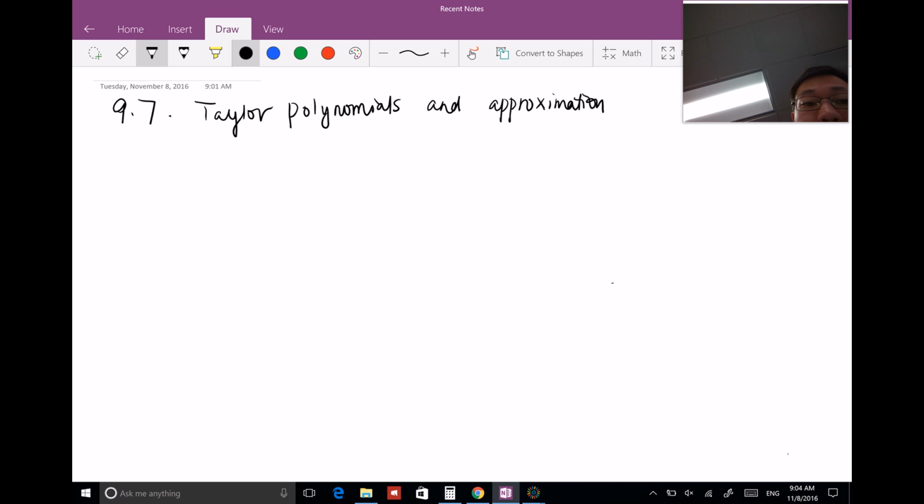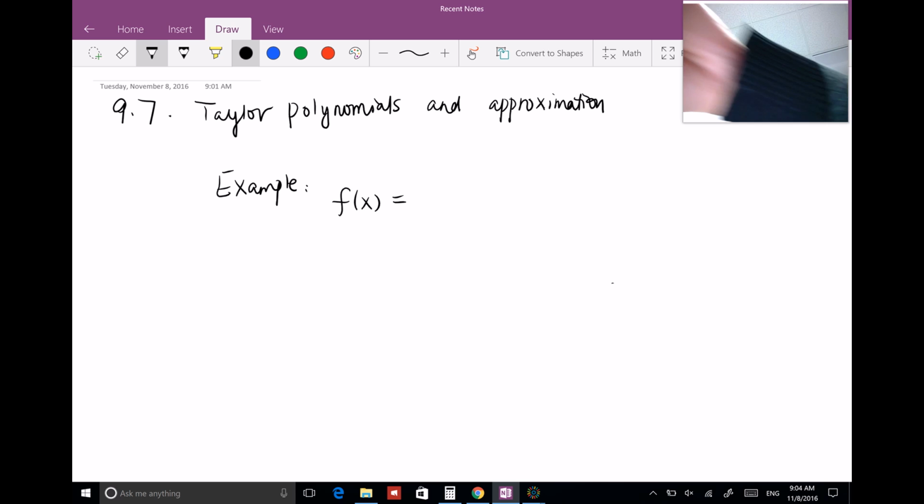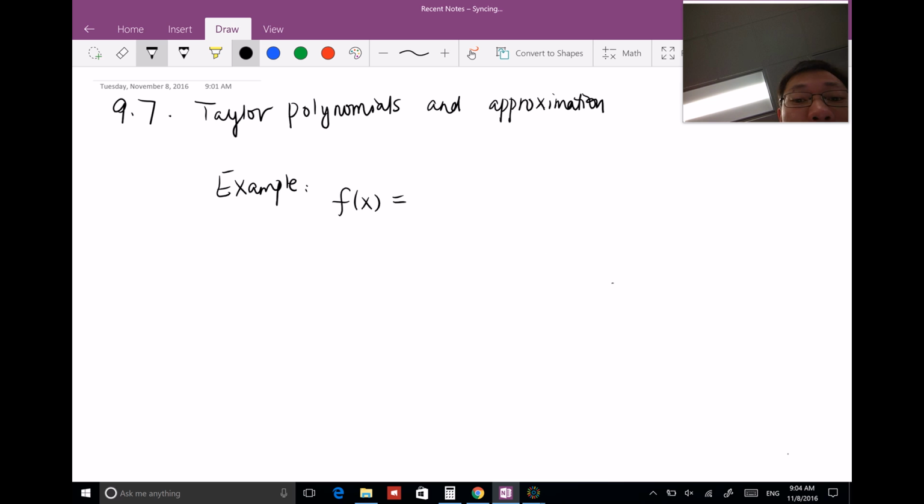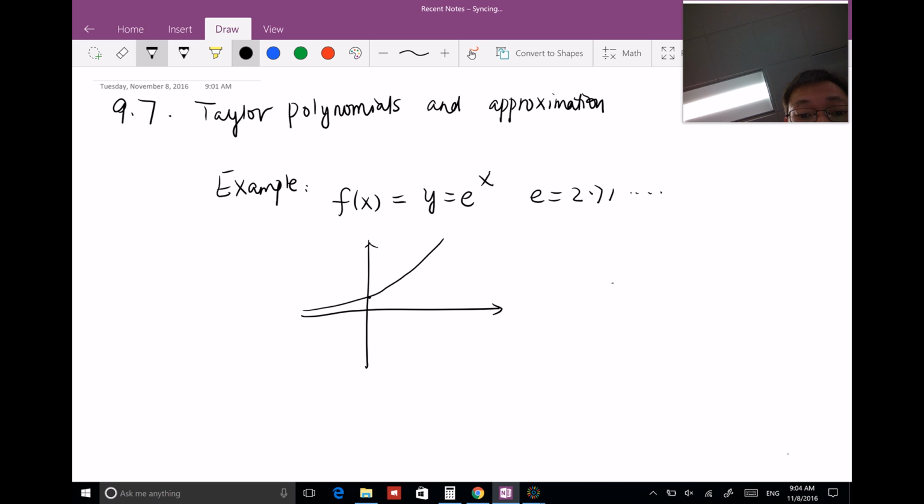For example, if we have f(x) equals y equals e to the power x, then e is a constant. Everyone knows that it's 2.7. Okay, as a constant number. And if we look at the function, it's going to be like this. This is y equals e to the power x. Okay, and first degree of polynomial at 0.